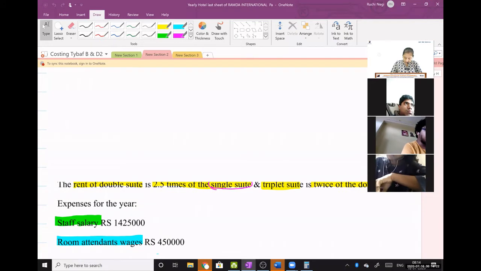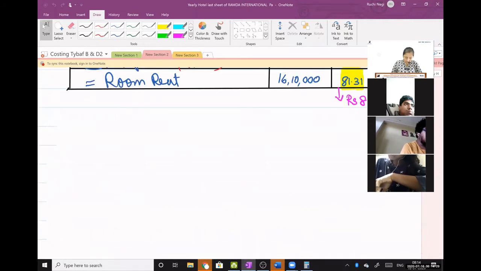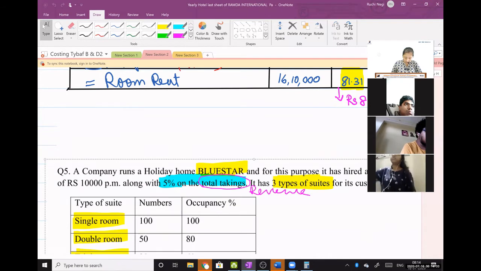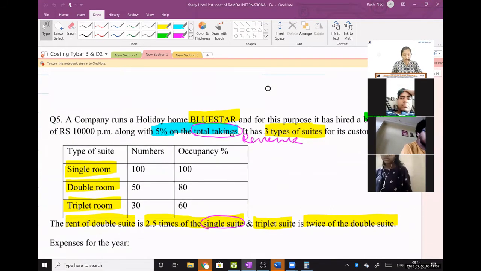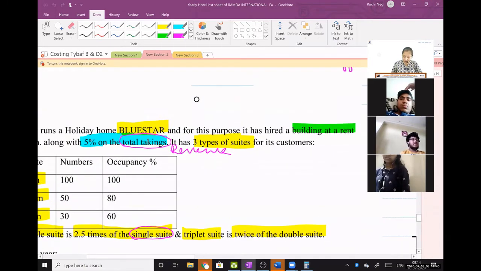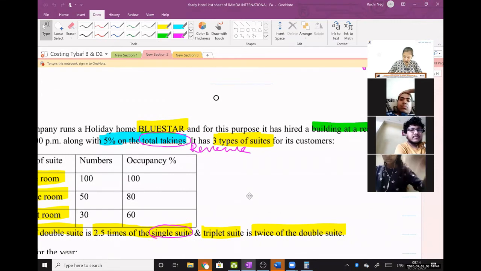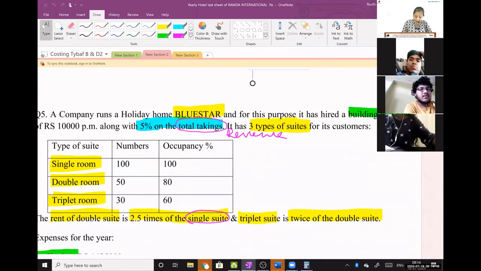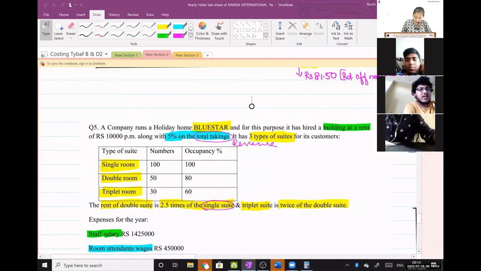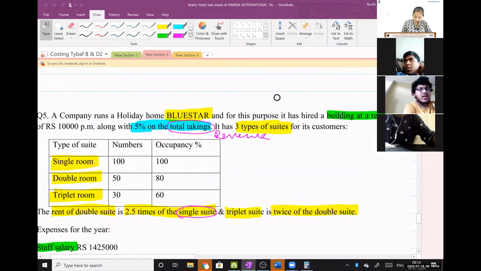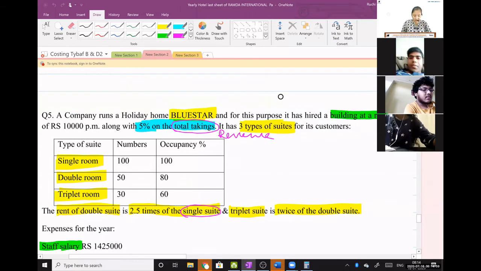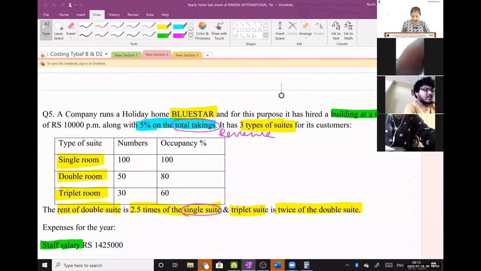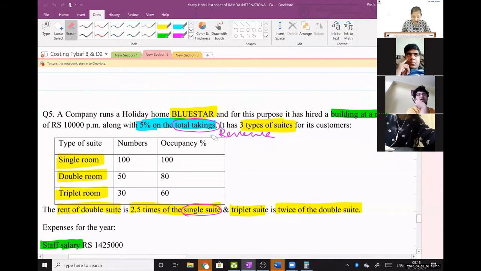Next, look at this. A company runs a holiday resort, Blue Star. This is question number 5. And for its purpose, it has hired a building at a rent of rupees 10,000 per month. So this building is not owned by them, it is taken on a rental basis. So this rent of the building obviously is a fixed cost, 10,000 per month. So we have to convert it into yearly. Next, along with 5% of the total takings. What are takings? Revenue, selling price. Okay. So this element 5% is your variable cost.